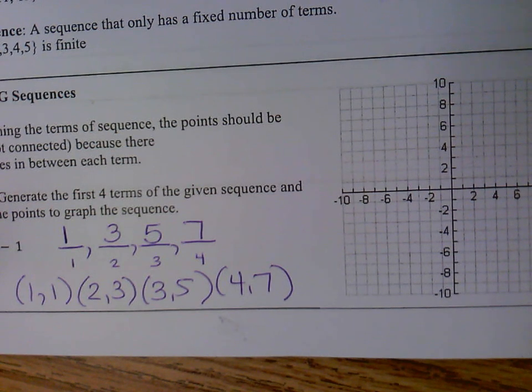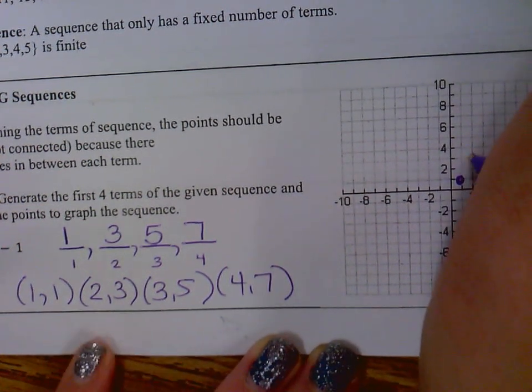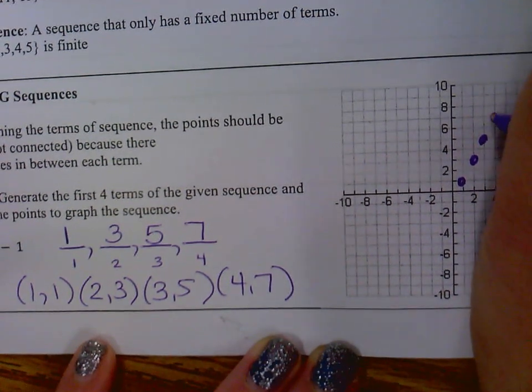So you're graphing a sequence. So (1, 1), (2, 3), (3, 5), and (4, 7). Looks like that.